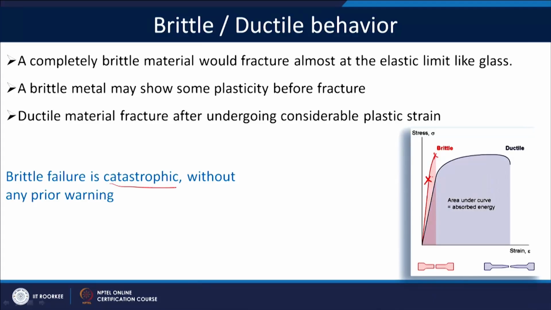The problem with brittle failure is that fracture is catastrophic, so it does not give prior warning. The prior warning you can get if the material is not brittle is plastic deformation. Suppose you have designed a structure with a brittle material, and due to some unforeseen reason there is very high load on your structure that you did not design it for. What will happen if it is a brittle material? It will just fracture.